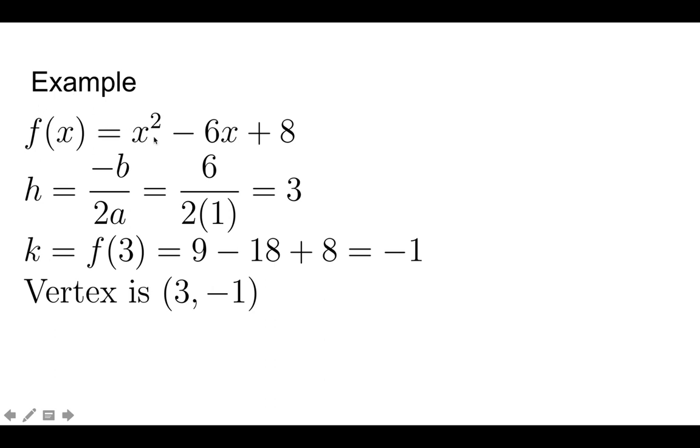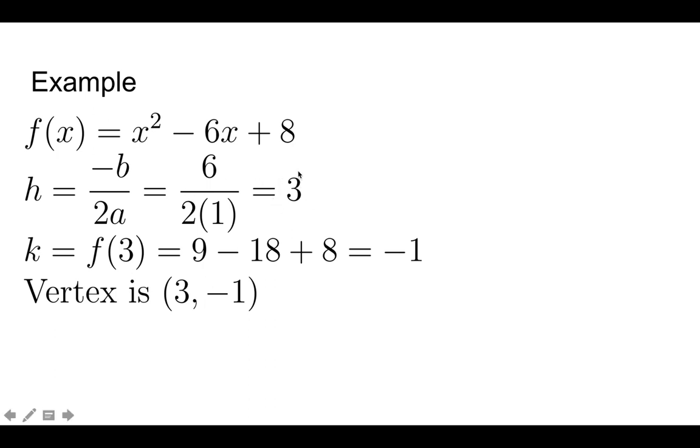So for example, say we've got this guy here. F of x is x squared minus 6x plus 8. We're looking for the vertex. H is the opposite of b over twice a. So here b is negative 6. The opposite of negative 6 is positive 6. A, the number in front, is 1. So twice a would just be 2. 6 over 2 is 3. That's half of the vertex. Vertex is a point, not a number.